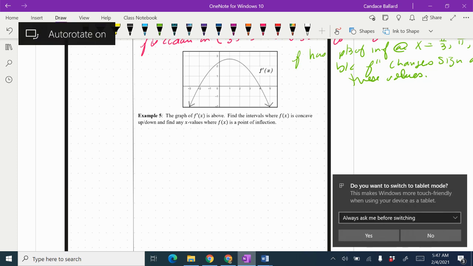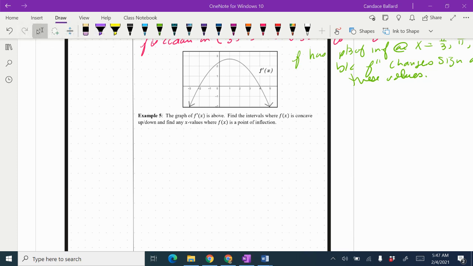In this video, we're continuing topic 5.6, and we're going to look at example 5. The graph of f prime is above. They ask us to find the intervals where f of x is concave up and down, and find any x values where f of x has a point of inflection.